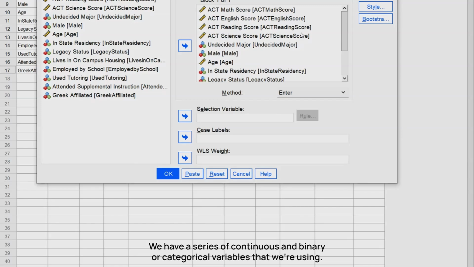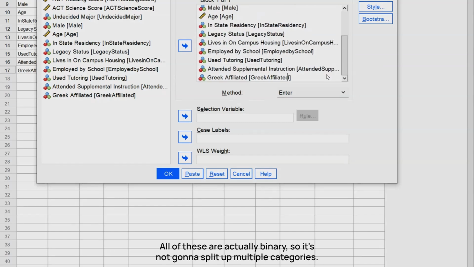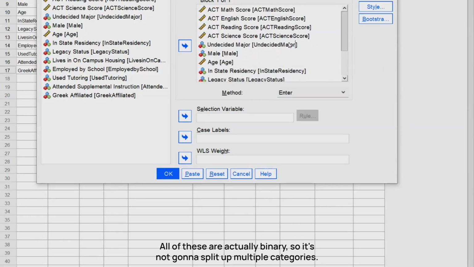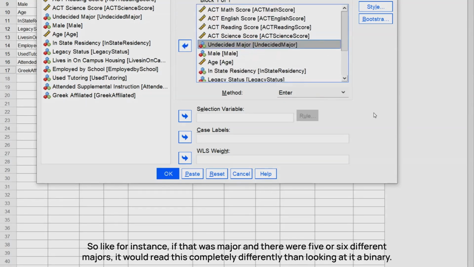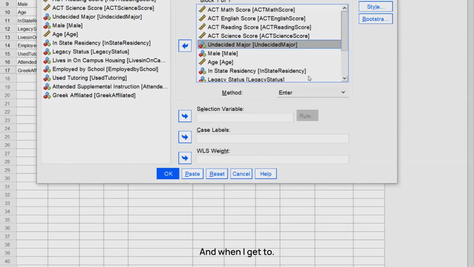We have a series of continuous and binary or categorical variables that we're using. All of these are actually binary, so it's not going to split up in multiple categories. So like, for instance, if that was major and there were 5 or 6 different majors, it would read this completely differently than looking at it in a binary. And when I get to the actual regression equation and how to use it, we'll see what that means.